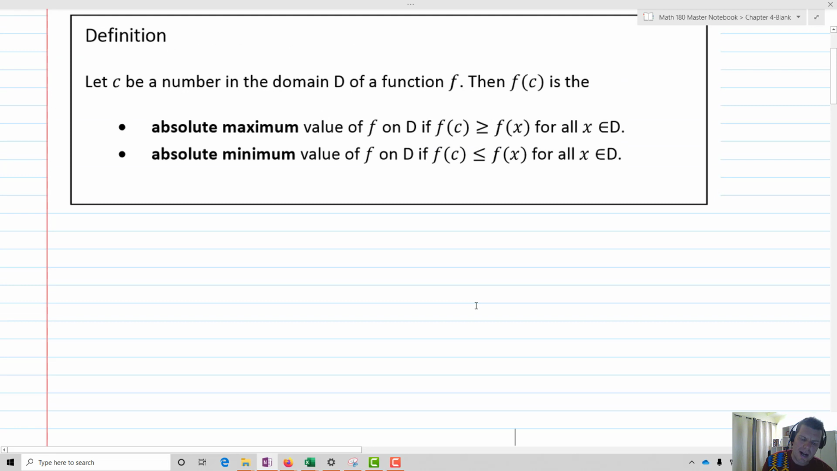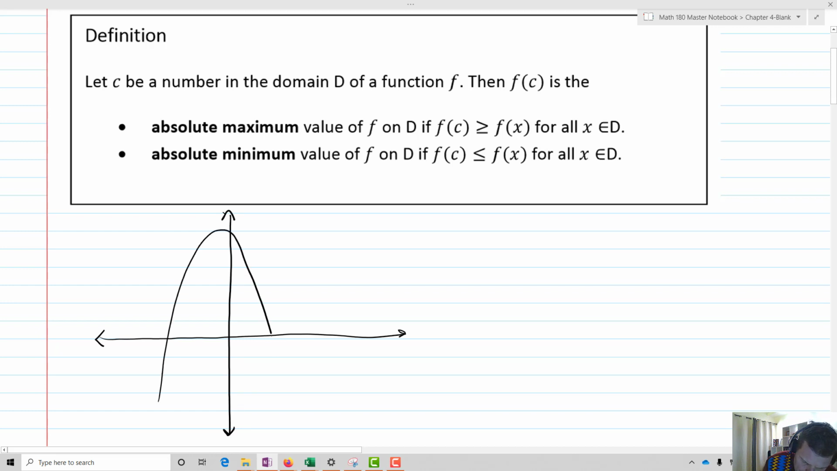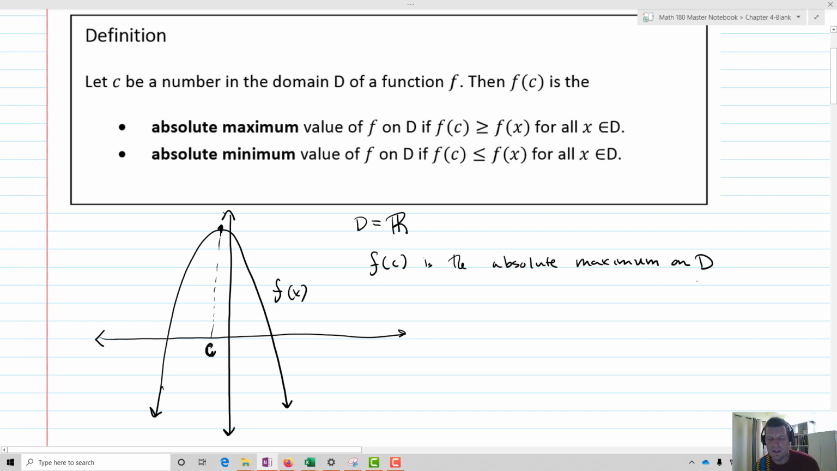Let's take a look at a graph. For example, we'll look at this one. It's a parabola. Let's say this is f, so this is f of x. And we let D equal all real numbers. Then our C is this value right here, and f of C is the absolute maximum on D. So that's kind of intuitive. Absolute maximum, it's the very biggest point, or very largest value, for everything inside of the domain being all of R.